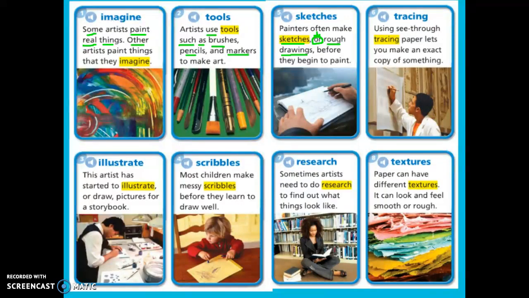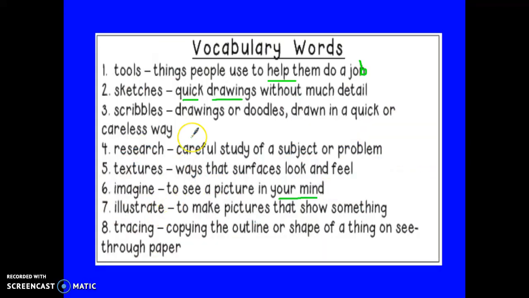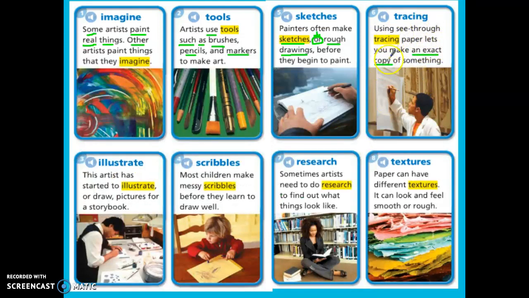Tracing. Using see-through tracing paper lets you make an exact copy of something. Again, as I look at the text, it says using tracing paper lets you make an exact copy of something. So these clues make me think tracing must mean something like making an exact copy. The definition says, copying the outline or shape of something on see-through paper. So again, the actual definition sounds very much like some of the clues in our text here.